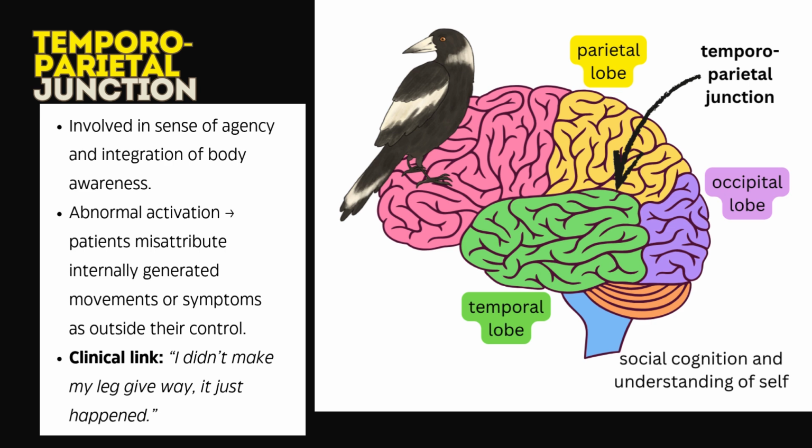The temporoparietal junction, between the parietal lobe and the temporal lobe, is involved in sense of agency and integration of body awareness. With abnormal activation, it leads to patients misattributing internally generated movements or symptoms as outside their control. Clinical link: I didn't make my leg give way, it just happened.